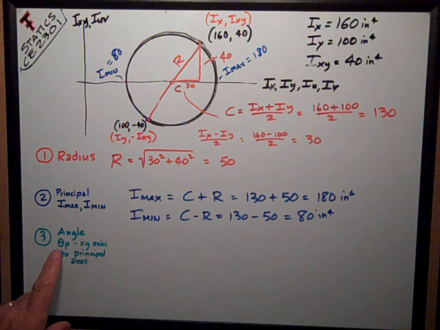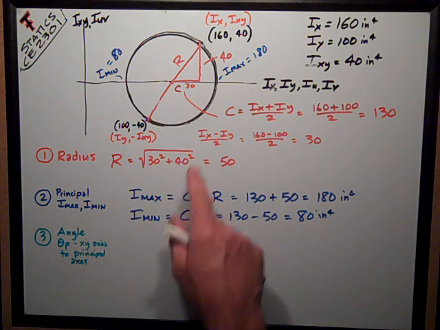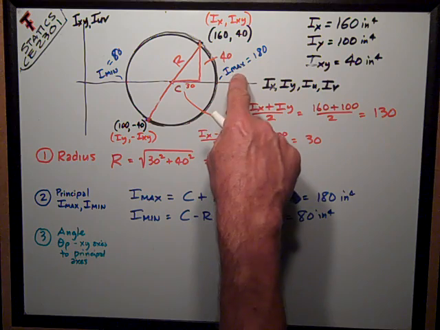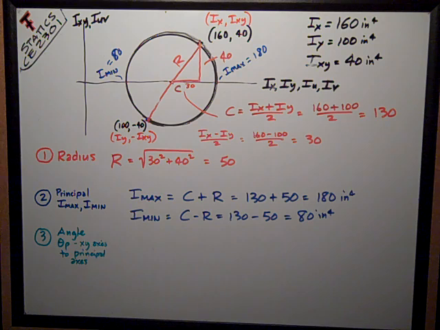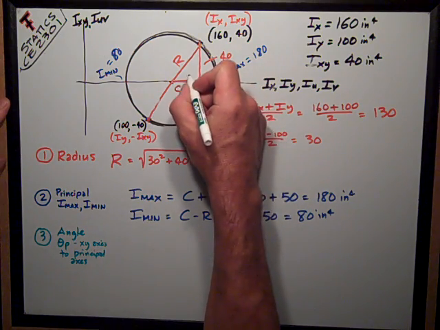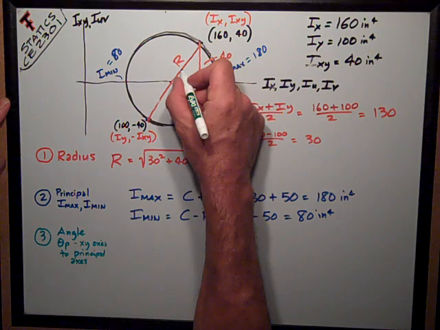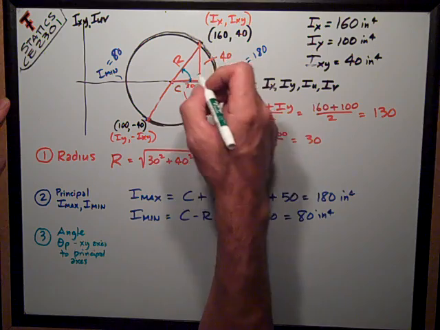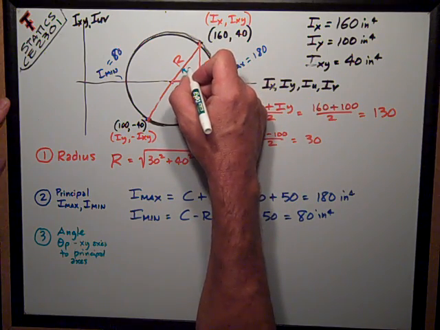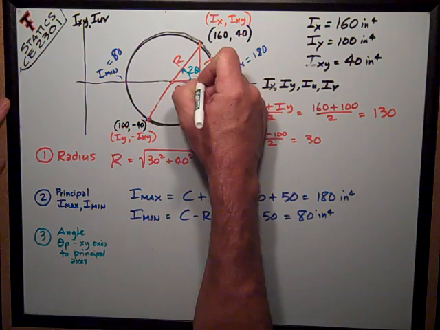Finally, I'm asked what is the angle theta p between the XY axis system and the principal axes. The principal axes are where I have my maximum and minimum moments of inertia, which are 90 degrees from each other. So on Mohr's circle, that is half of this angle right here. Remember, on Mohr's circle the angles are doubled. So that angle on Mohr's circle is what's called 2 theta p.